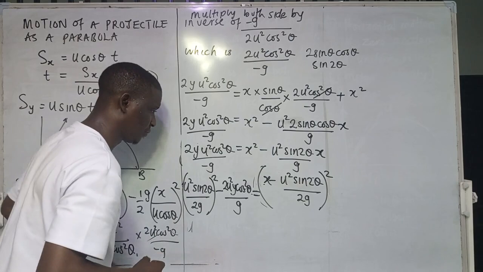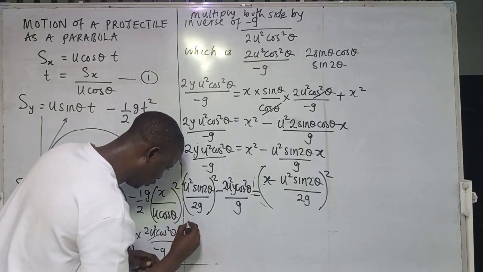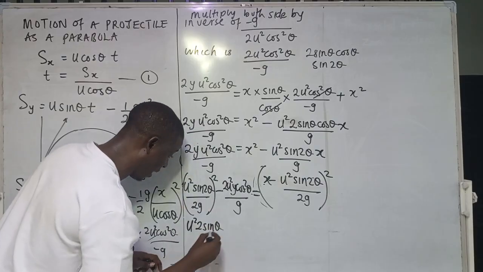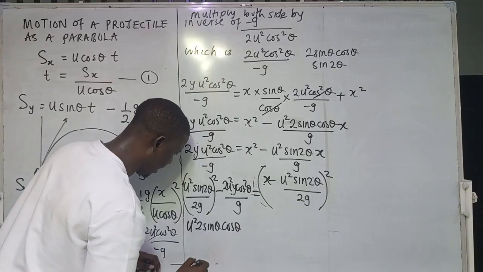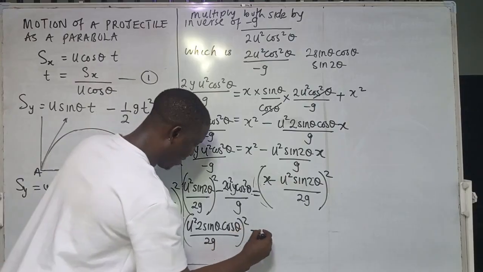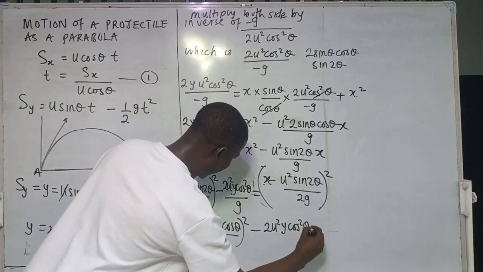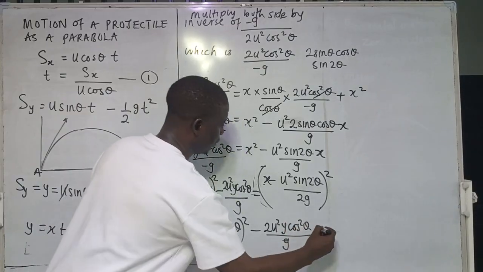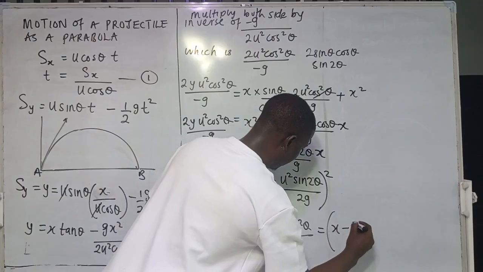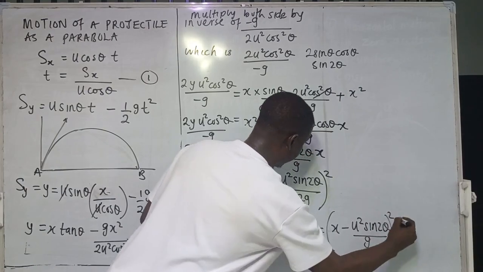Don't forget that this one now is the same thing as u raised to power what? To make it clear, this one is the same thing as u square 2 sine theta cos theta over 2g all square. That's what I'm saying, minus 2u square y cos square theta over g is equal to x minus u square sine 2 theta over g all square.